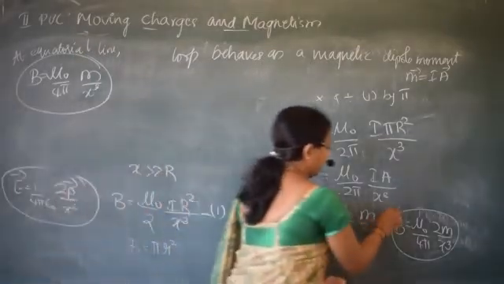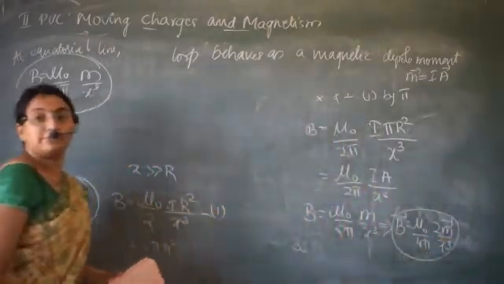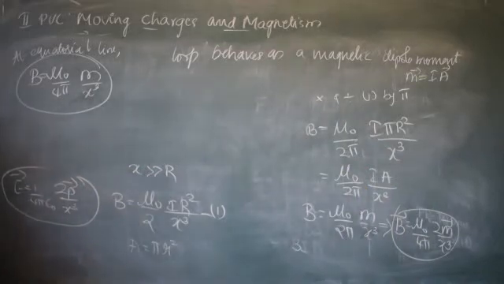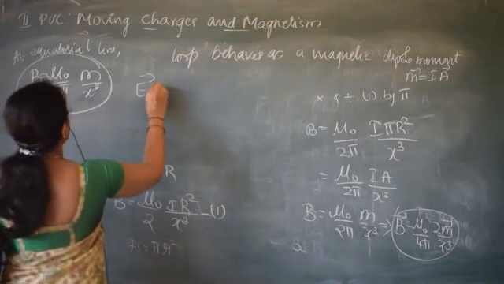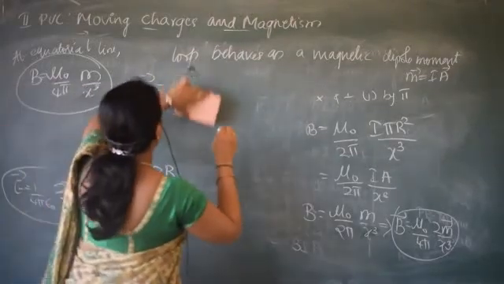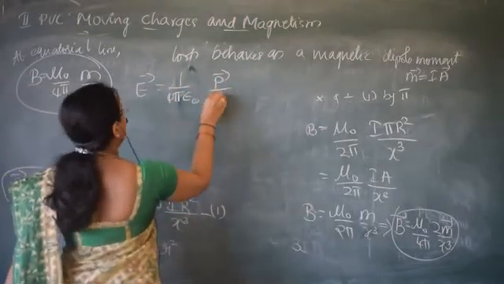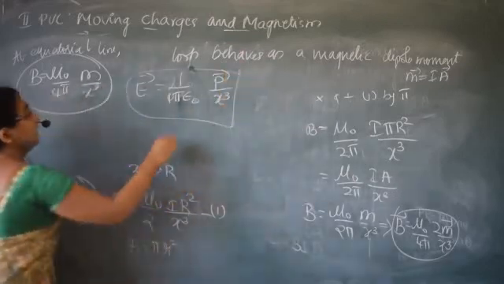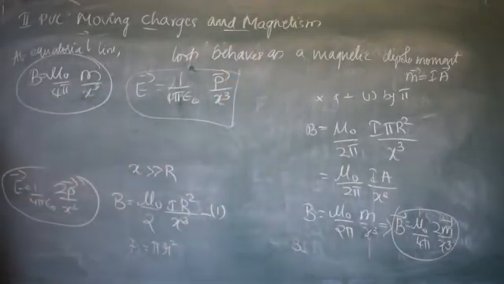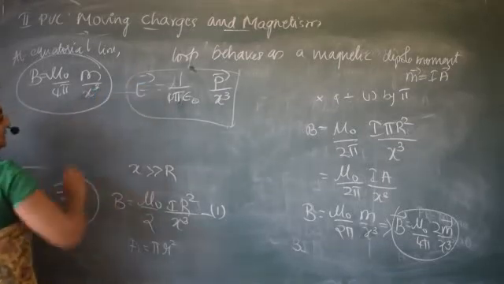In vector form, B vector is equal to mu naught by 4 pi, m vector by x cube. Similarly, in the case of the electric field on the bisector of the dipole, we get E vector is equal to 1 by 4 pi epsilon naught, P vector by x cube. This is the expression for the electric field on the bisector of the dipole. So these are the similarities between the electric field and the magnetic field.